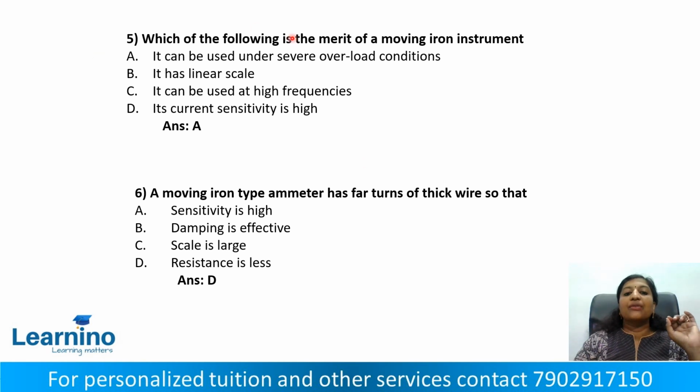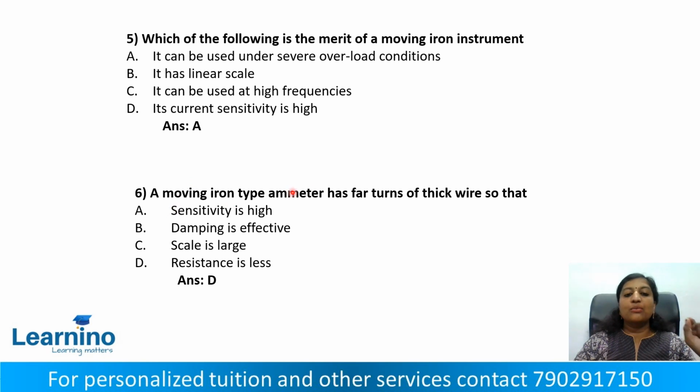Question number 5. Which of the following is the merit of a moving iron instrument? It can be used under severe overload conditions. It has linear scale. It can be used at high frequencies. Its current sensitivity is high. So the merit of moving iron instrument is it can be used under severe overload conditions.